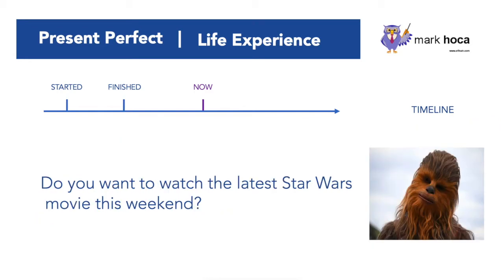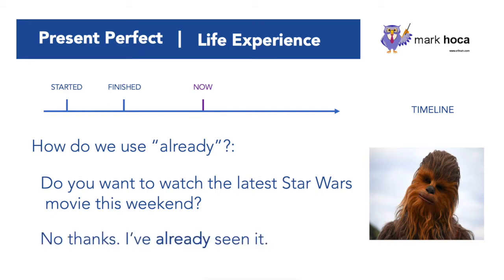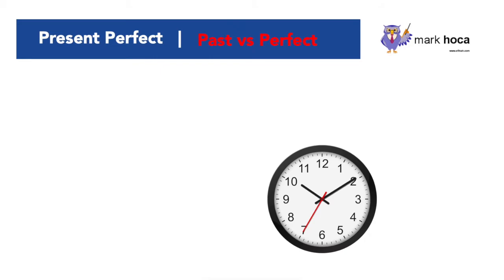Okay, how about this one? Do you want to watch the latest Star Wars movie this weekend? So now we're going to look at how we use the word already. No thanks, I've already seen it. So this is a way to say that I've already done this activity. I've done this activity before. It's an emphasis. I could just say, no thanks, I've seen it. But adding already gives some more power to this word.